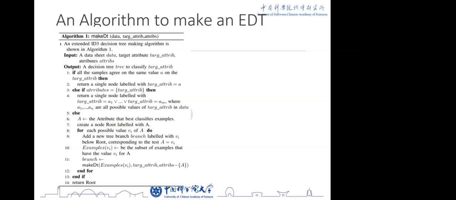Line 6 picks the best attribute to classify samples. In order to make the classification best, we need to calculate the entropy of every attribute of the data set. Then we partition, splitting the set into subsets using the attribute for which the resulting entropy after splitting is minimized. Or, equivalently, the information gain is maximum.